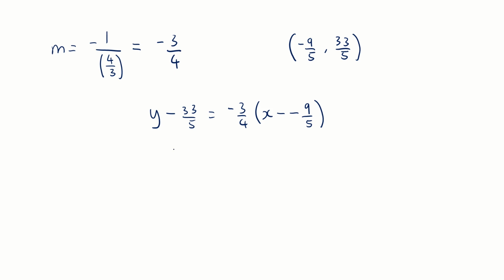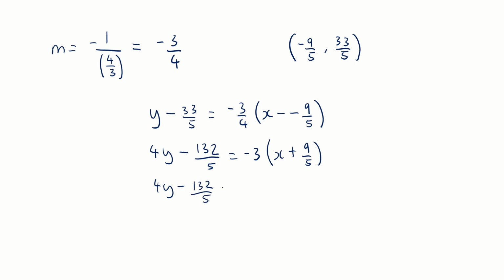multiply by 4 on both sides first to just get rid of the -3/4 fraction, and that will get us 4y minus 33/5 times 4, which would be 132/5, and then we've got -3 lots of x plus 9/5, which we can then multiply out to get 4y minus 132/5 equals -3x minus 27/5, and now we could then choose to separately multiply both sides by 5 to eliminate these final other fractions as well.